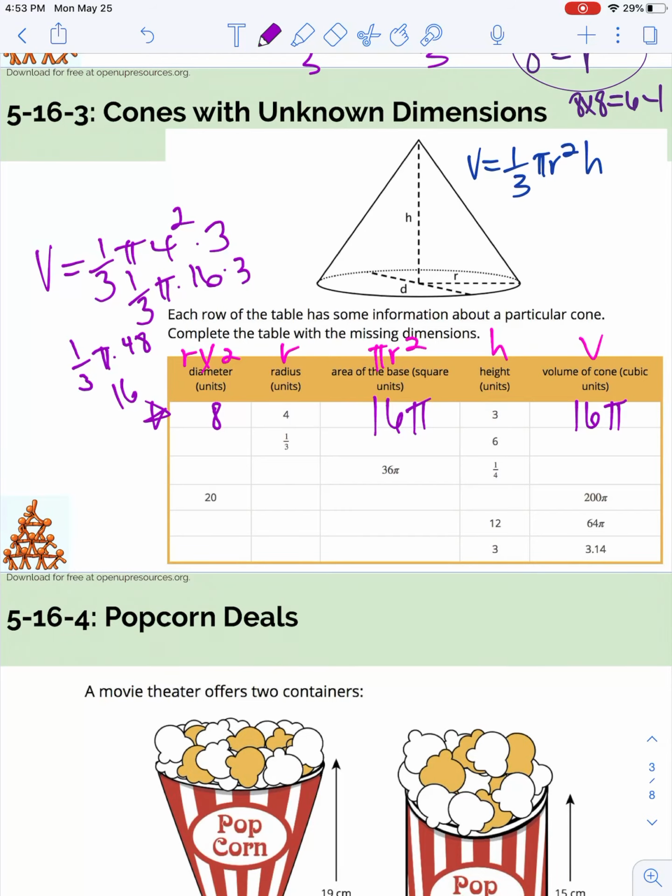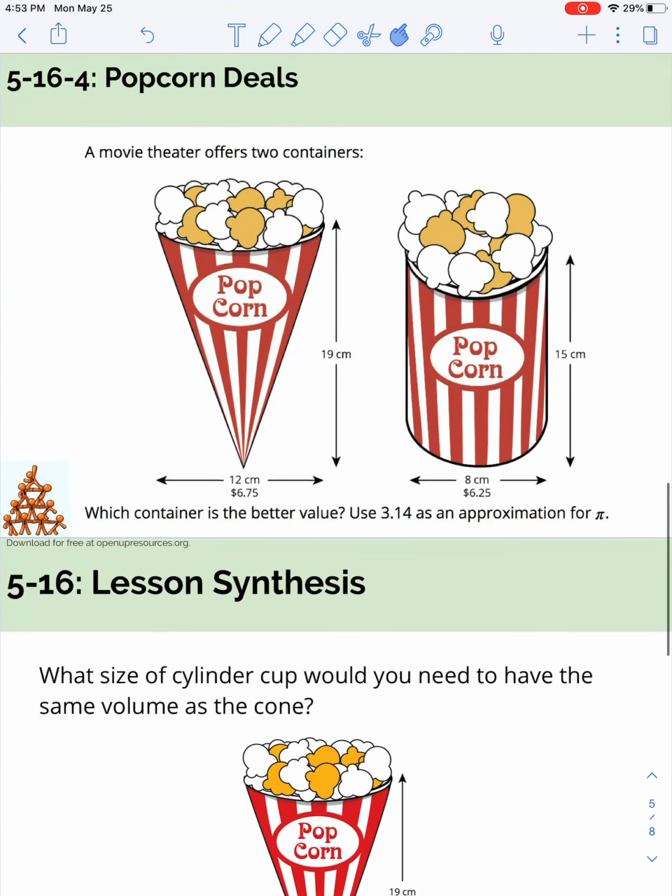You guys are responsible for the rest of this table. It's good practice, so do all of these. Complete. Okay. Last question is a word problem. A movie theater offers 2 containers. Which container is the better value? Use 3.14 as an approximation for pi.